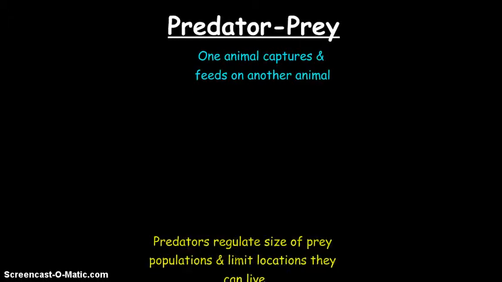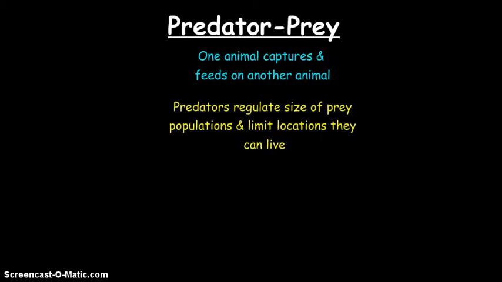The predator-prey relationship is the easiest one to understand. It really relies on a predator, which is an animal that is going to go out and capture and feed on another animal, which we're going to call prey. Now, it's important in ecosystems because predators help regulate the size of prey populations and limit the locations that they can live in. So they really help determine what can live where and how big those populations can become. And when a predator goes missing, the prey population gets out of control.